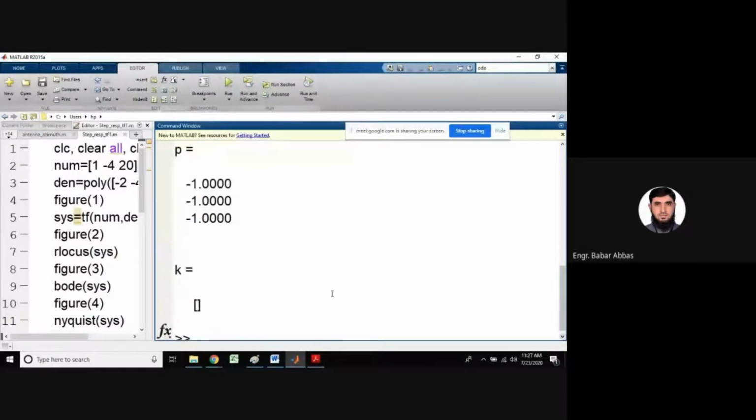And the value of the k is equal to an empty square bracket. So k is 0 here in this case. This is the proper fraction, so that's why the value of the k is equal to 0. For the improper fraction, there will be some value of the k.